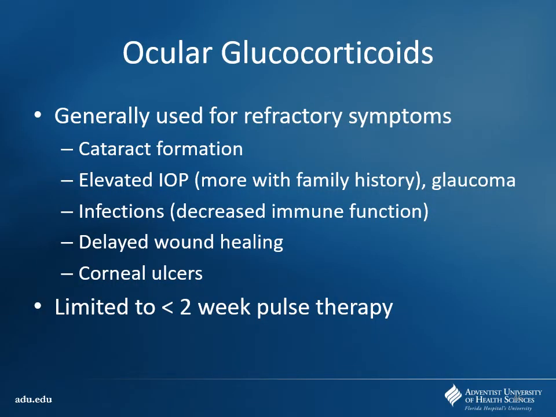You do see a lot of other issues though. So for instance, you can see things like cataract formation. You can see things like increases in intraocular pressure. It's a lot more with patients, especially with a history of glaucoma. But if there is corneal thinning or something like that, I'm not aware of it. That'd be kind of interesting to see.